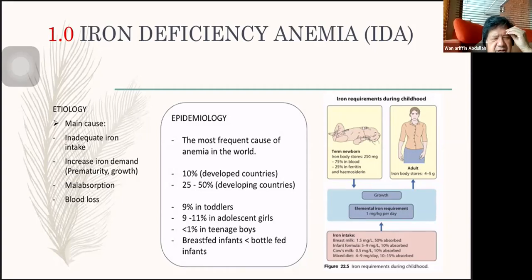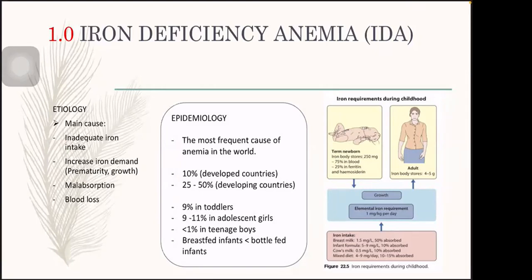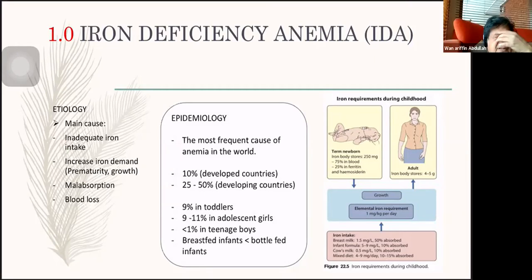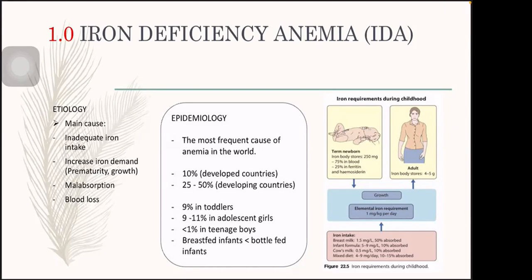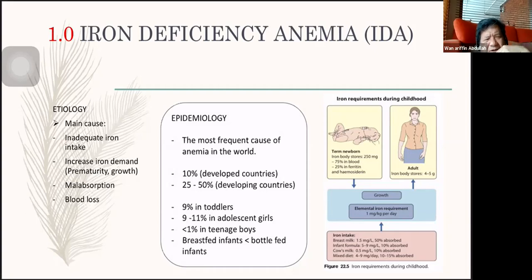What's the difference between adolescent and teenage? Is there any difference? There's no difference, isn't it? Teenage, adolescent, same thing. So it's better for you to use the same term instead of adolescent girls and then teenage boys. You can say 9 to 11% in adolescent girls and less than 1% in adolescent boys. Or you use teenage girls, 9 to 11% and less than 1% in teenage boys. Why is it more common in teenage girls? Due to menstruation. So it's due to monthly blood loss.